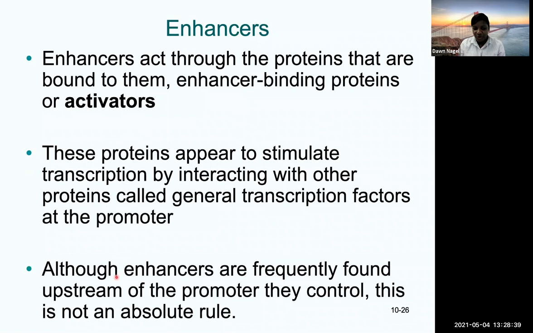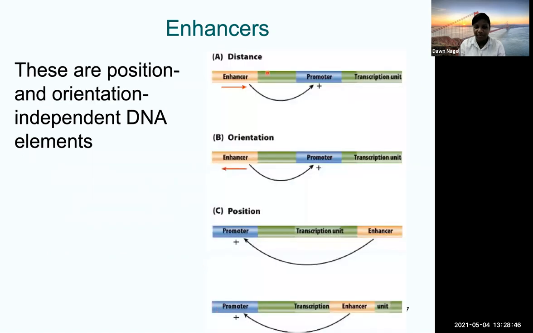And even though they are most times found upstream of the promoter they control, this is not the absolute rule, right? You can have them in a different orientation, so the sequence is being read away from the promoter. They can be found downstream of the promoter, but they can still act on this promoter. And you can also find them within a gene, right? So they might be found within introns or within the coding sequence of a gene. So it really depends on where they are.